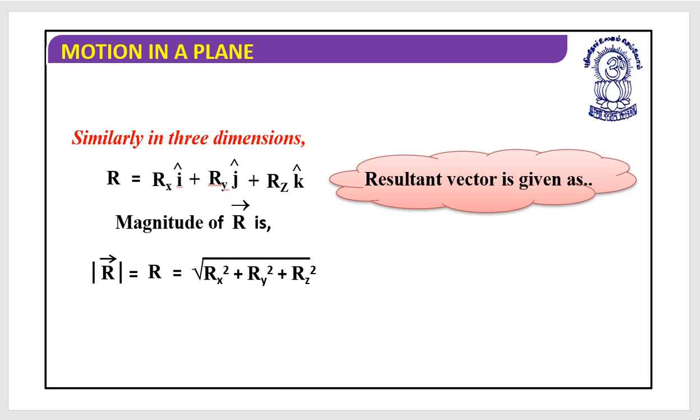Yes. Similarly, in the case of three dimensions, my vector R is equal to Rx i plus Ry j plus Rz k. Then the resulting vector can be calculated as R is equal to the square root of Rx square plus Ry square plus Rz square. Is it clear?